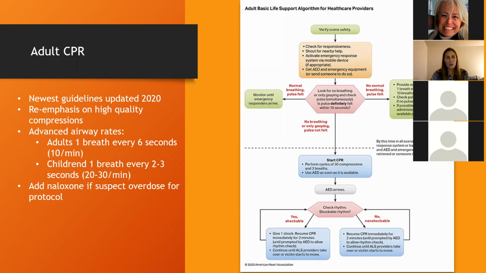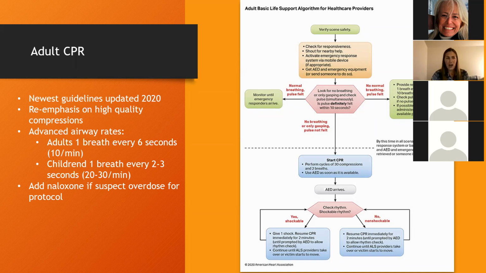With advanced airways, they've moved to rescue breaths for adults of 1 breath every 6 seconds, which is 10 per minute, and for children, 1 breath every 2 to 3 seconds, which is 20 to 30 a minute. And you continue continuous compressions once they have an airway present.